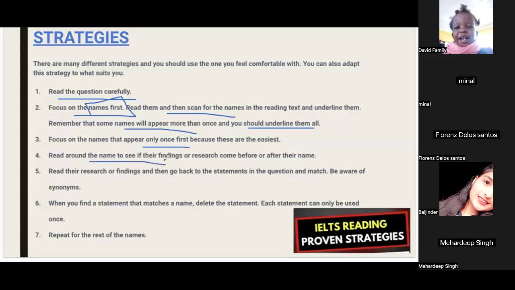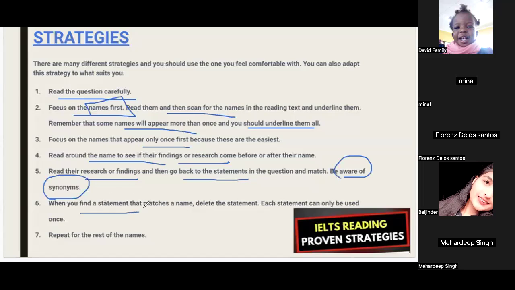Read around the name. Wherever you find the names, read around them, just to check what their findings are, what their research is, what statements they have conveyed. Read their research or findings, then go back to the statement. Now read the statement in your question and match, right? But make sure you are aware of the synonyms. Do not forget the synonyms. You will not get the same statement. You will get paraphrasing also.